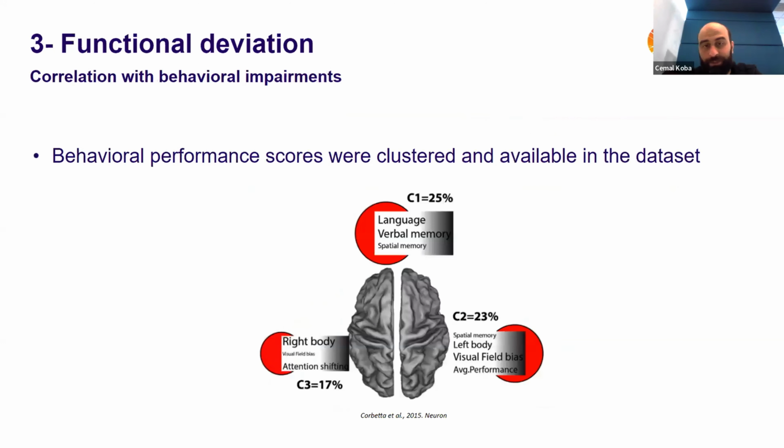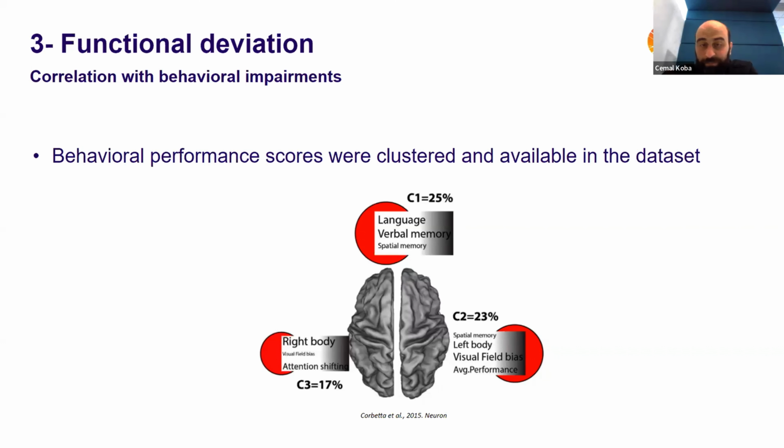Lastly, we checked the functional deviation and their relationship with behavioral impairments. When we received this data set, the authors also shared their huge neurophysiological battery. They had many surveys and questionnaires, and they also had a clustering analysis on the answers, and they managed to cluster the responses into three.